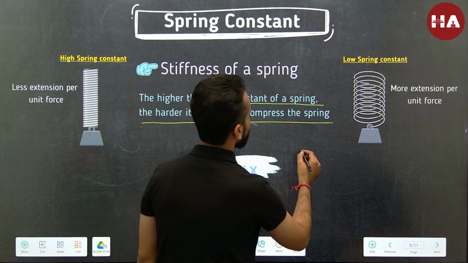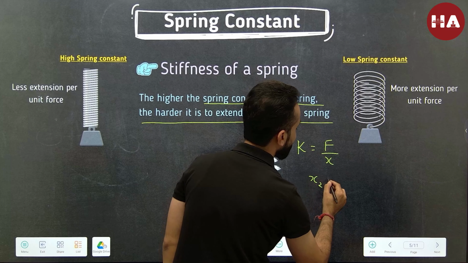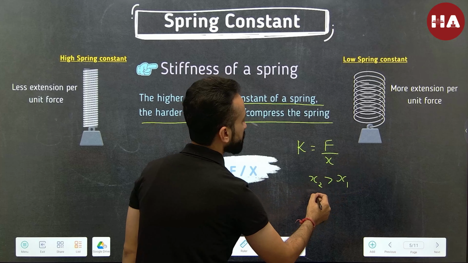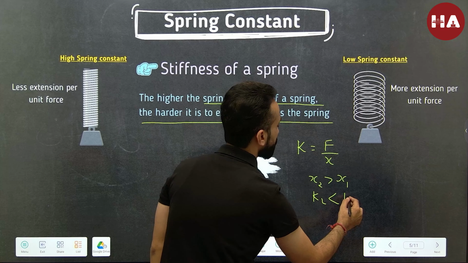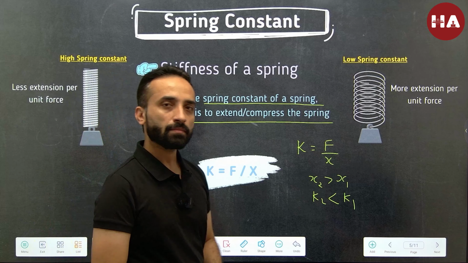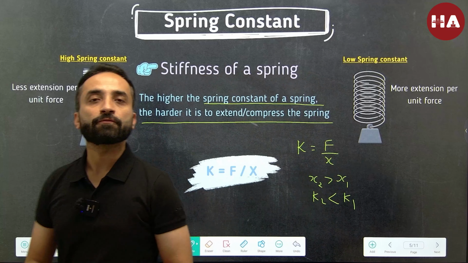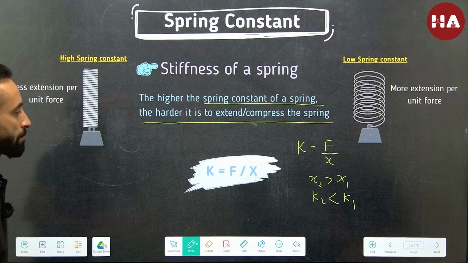How? Because you can write K is equal to F by X as I have written here, and therefore you are obtaining more extension in the second spring. That means the stiffness constant is less, isn't it? That is what we are trying to suggest here. All right, so now you have an idea how a spring behaves, and let's see what further possibilities we have here.